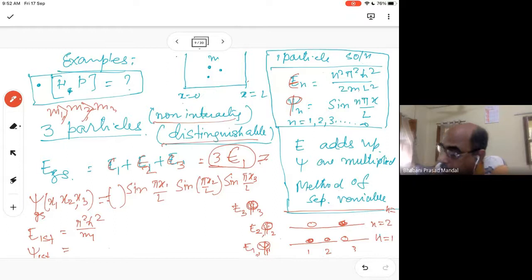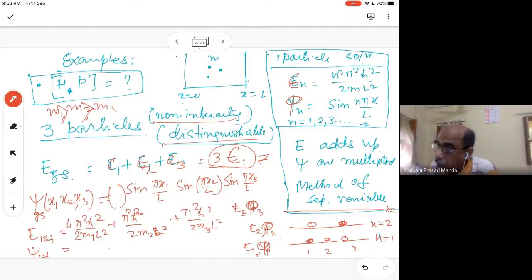So pi square h cut square by 2 m1 l square, then 4 pi square h cut square by 2 m2 l square, plus pi square h cut square by 2 m3 l square. See, this 4 I have written because it will go to the second state. Second state is n equal to 2, so n square equal to 4. So this will be my next possible energy, and this will go up because M1 is higher, so this will be less energy. If M2 would have gone up, then this term will be greater and energy will be more. So that will correspond to the second excited state. This is the first excited state.